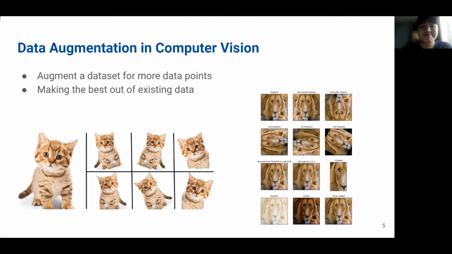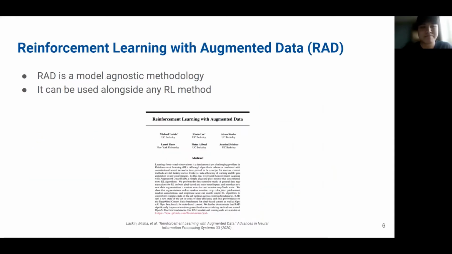To solve these two problems in computer vision, people usually use data augmentation. It augments a data set with more data points, making the best out of existing data. Our paper uses reinforcement learning with augmented data, which is RAD. RAD is a model agnostic methodology, so it can be used alongside any RL method.